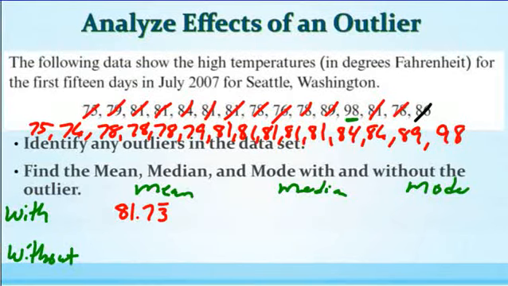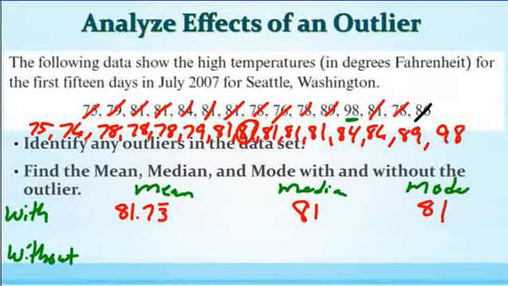The median is the middle number. So if it was 14, the middle number was 7. So for 15, the middle number has to be 8. So 1, 2, 3, 4, 5, 6, 7, 8. So 81 would be the median. And then the mode, the number that appears most often, would be 81.